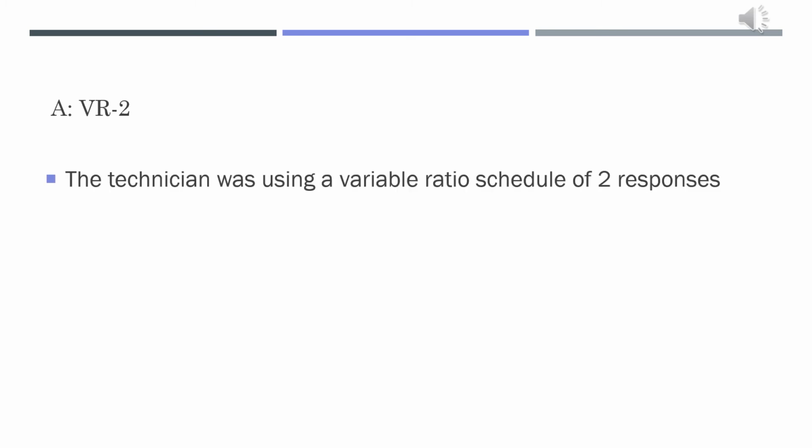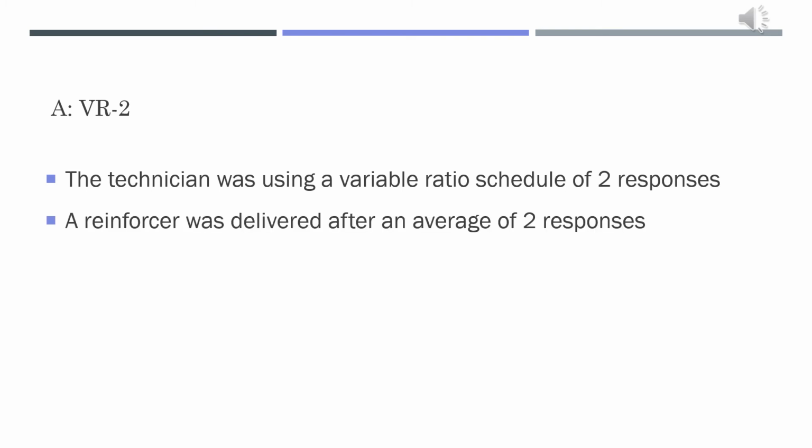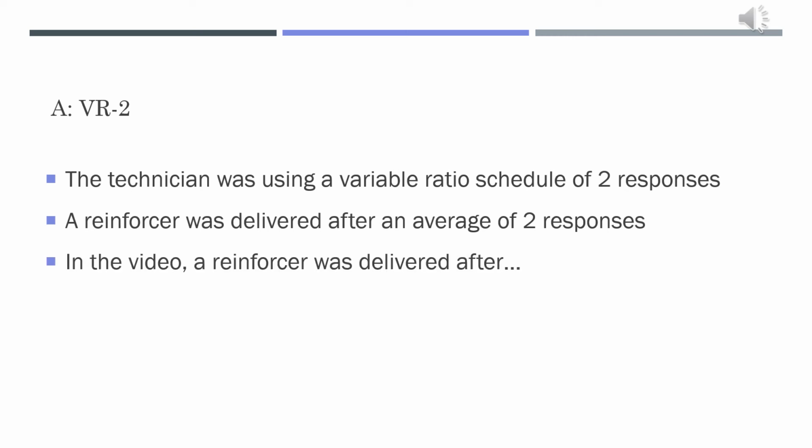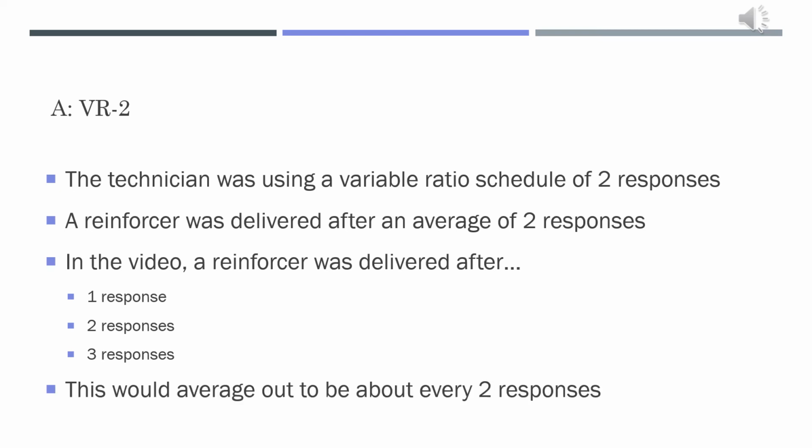The correct answer is A, a VR2 schedule. In this example, the technician was using a VR2 schedule. The reinforcer was delivered after an average of 2 responses. Reinforcers were delivered after 1 response, 2 responses, and 3 responses. This would average out to be about every 2 responses by the end of the session.